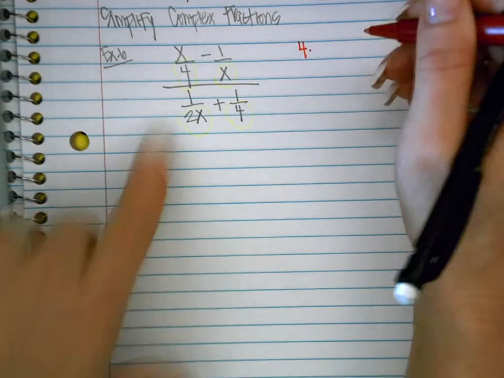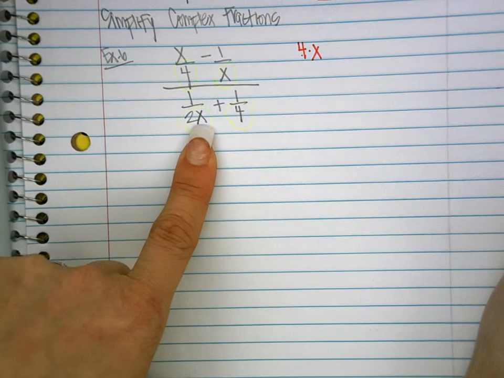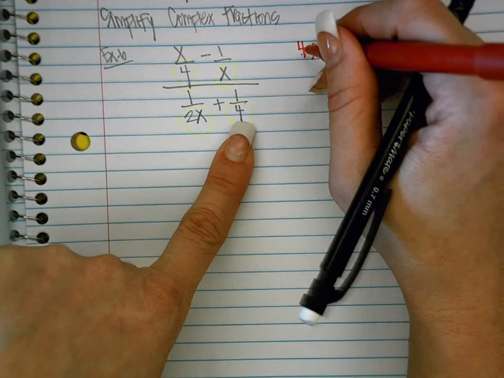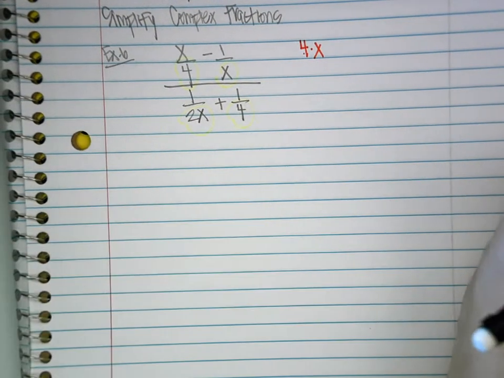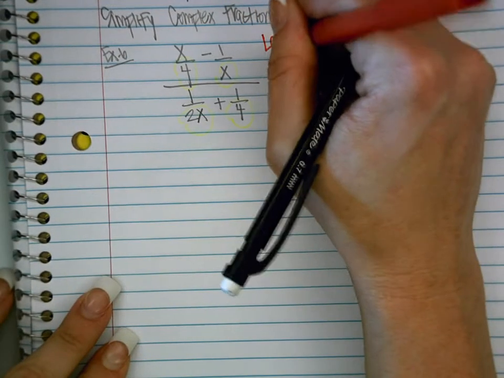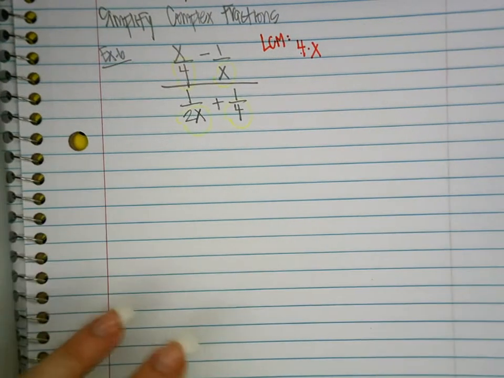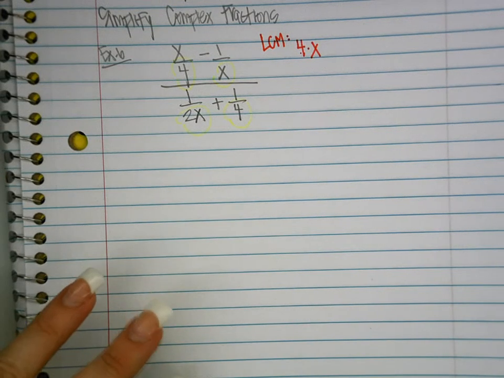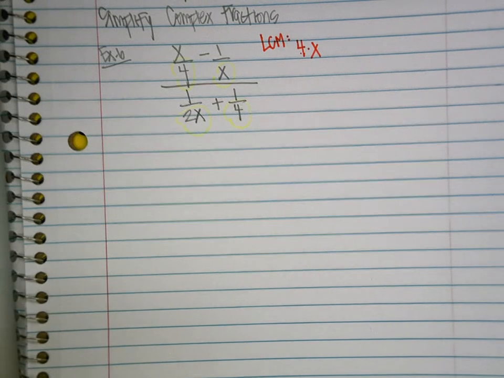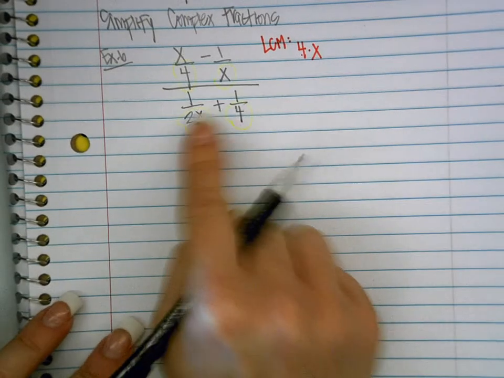We know we're going to have an x. If I multiplied by a 4 and an x, would it cancel out the 2x? Yes. If I multiplied by 4, would it cancel out with this 4? Yes. So you have to figure out what would cancel out all of these denominators. So what is the LCM here? What does 4 and x and 2x and 4 all go into? 4x.